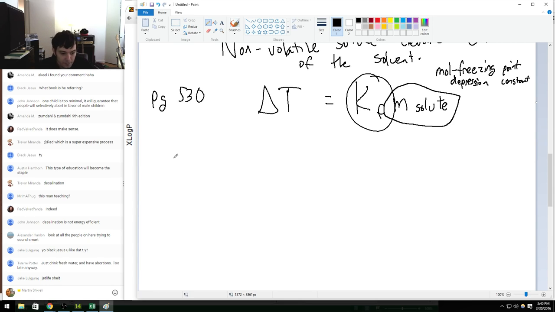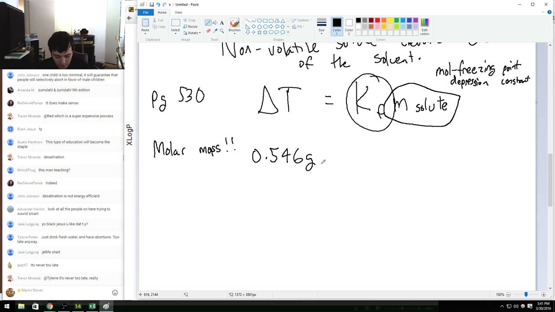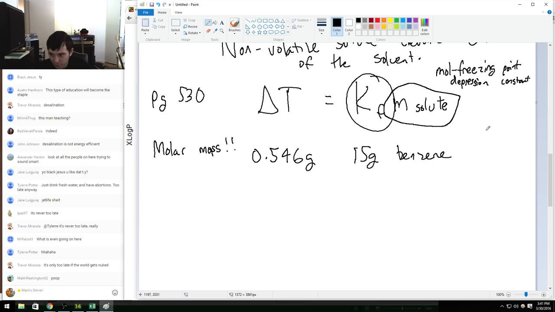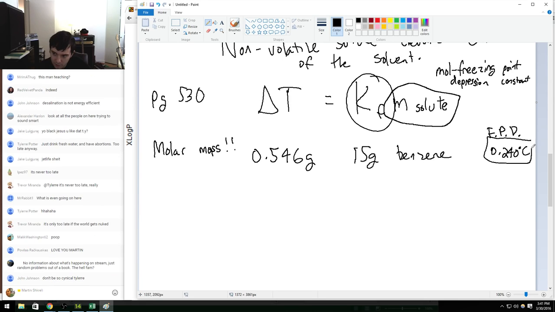Right, so the problem on page 530 is pretty cool. A chemist is trying to identify a human hormone by determining its molar mass. He wants to know the molar mass of this mysterious hormone. And this is not uncommon. We have a sample of this hormone, and it weighs 0.546 grams, and we're going to dissolve it in 15 grams of benzene. And the freezing point depression was 0.240 degrees Celsius. It decreased the freezing point by 0.240 degrees Celsius.